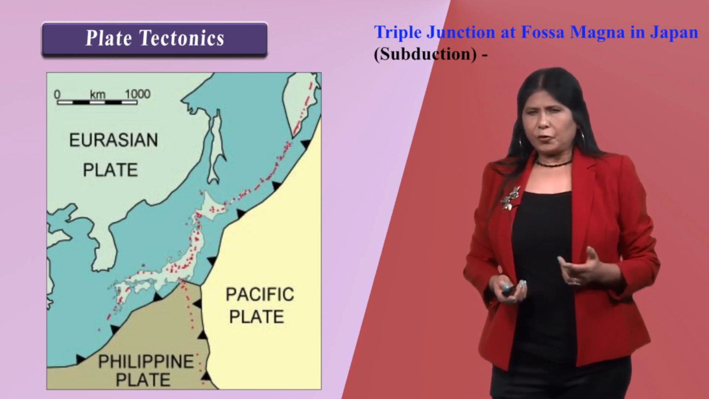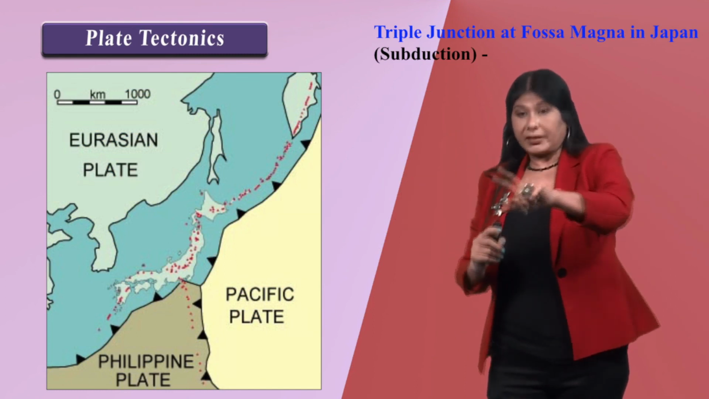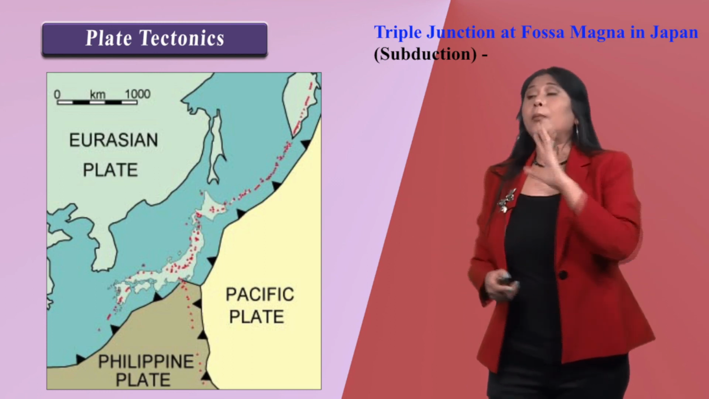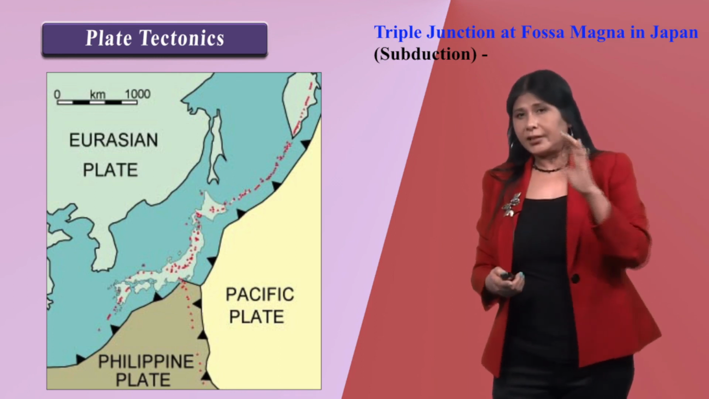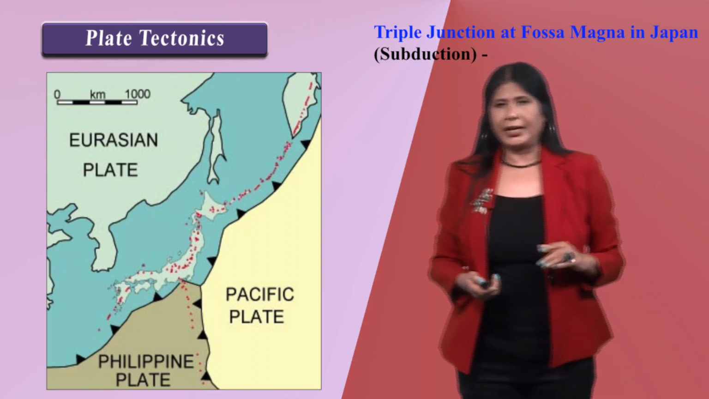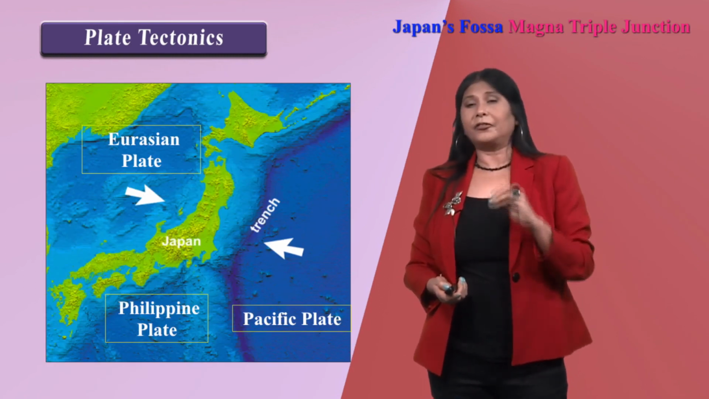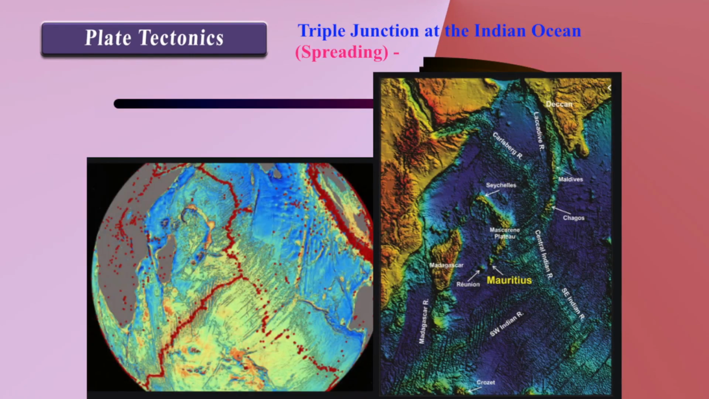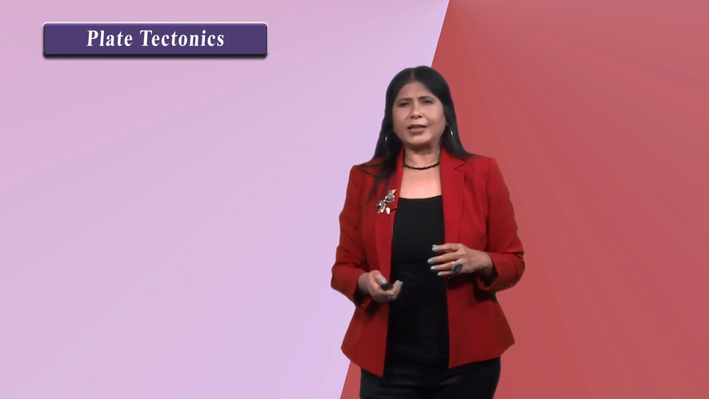In Japan, Fossa Magna, this is different, where all are coming together. The Pacific plate, Philippine plate and the Eurasian plate come together, and this is where Mount Fuji is. The world's most active tectonic zone is here at the Fossa Magna center. And there is a small triple junction in the middle of the Atlantic Ocean also, and one in our own Indian Ocean. At the ocean floor, we have a spreading junction, and they are known by a different name.